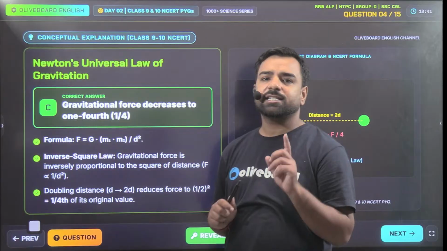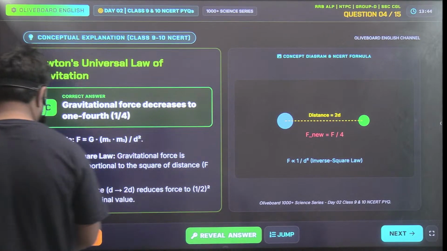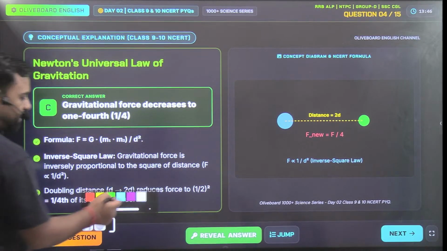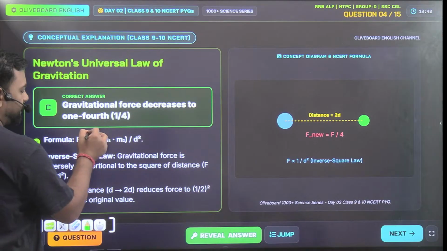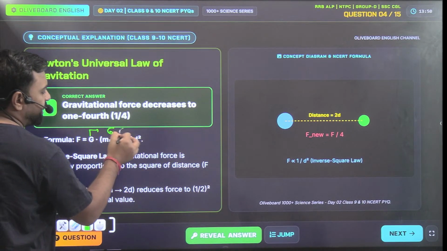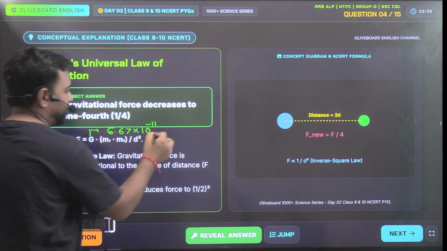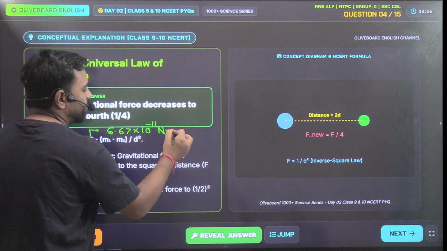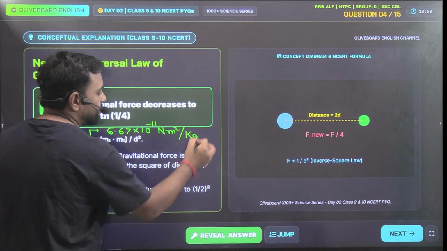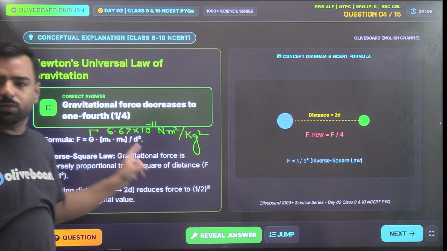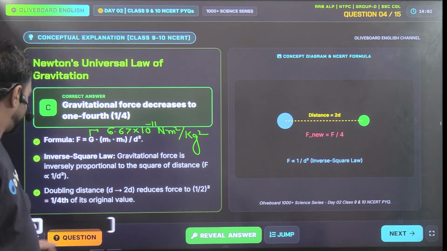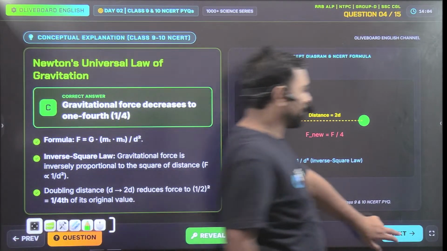Its value is 6.67. Let me write it for you. It's important. It was asked in the examination. So that's 6.67 into 10 to the power minus 11 Newton meter square per kilogram square. That's the unit. You need to remember this as well. Fine. So this is done. You understood this. What about next?